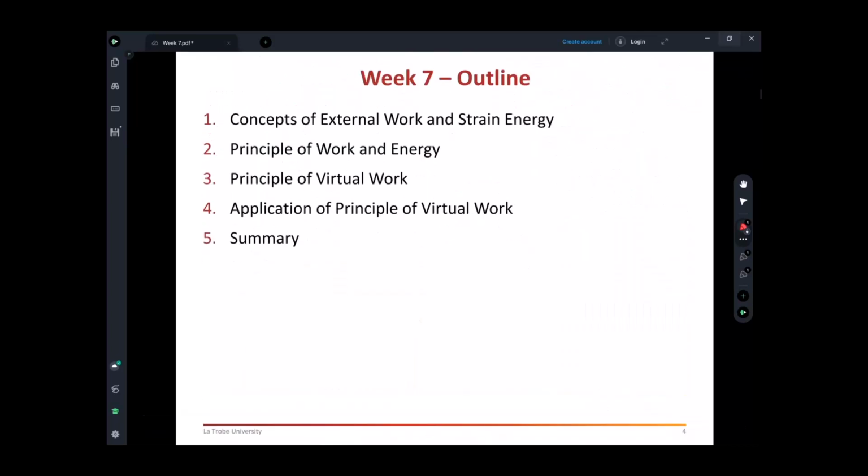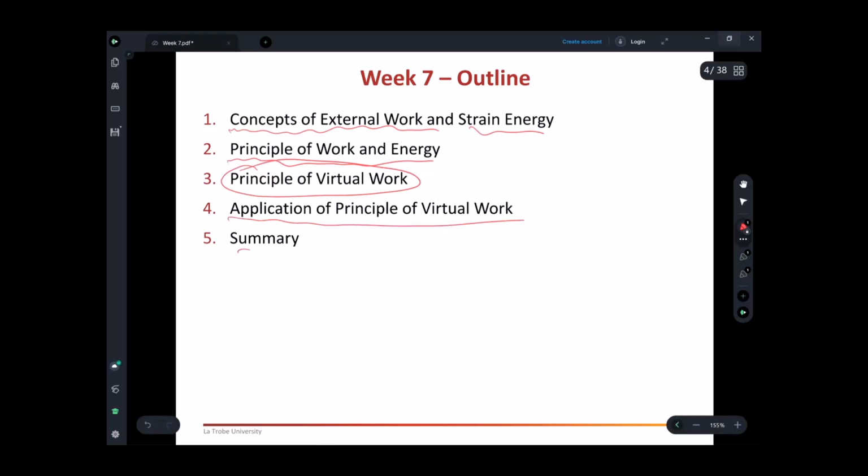So this week, let me give you the concept of external work and strain energy. Probably you have heard about the concept of energy in physics. I will revise that one. Then we are going to talk about the principle of work and energy, and a very powerful measure, the virtual work methods, which I am going to introduce. And then we take some examples and summarize in 2 hours' time from now.